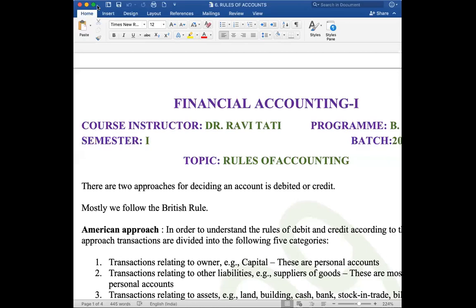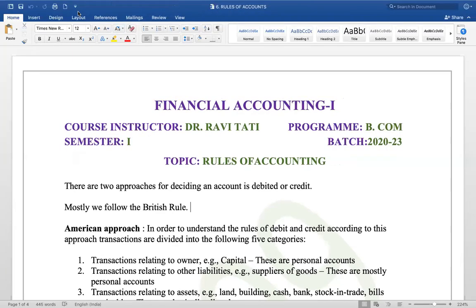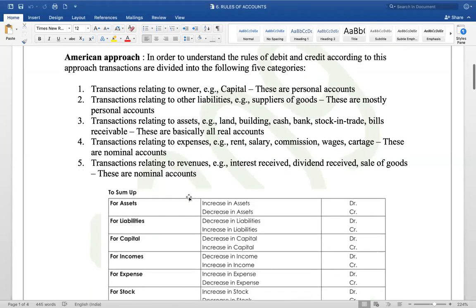Yeah, rules of accounting. You've seen the types of accounting, and now we will look at the rules of accounting. There are two prominent approaches for deciding whether an account is to be debited or credited: the American approach and the British approach, and most of us follow the British approach. Let us look at the American approach, then we will come to the British approach.